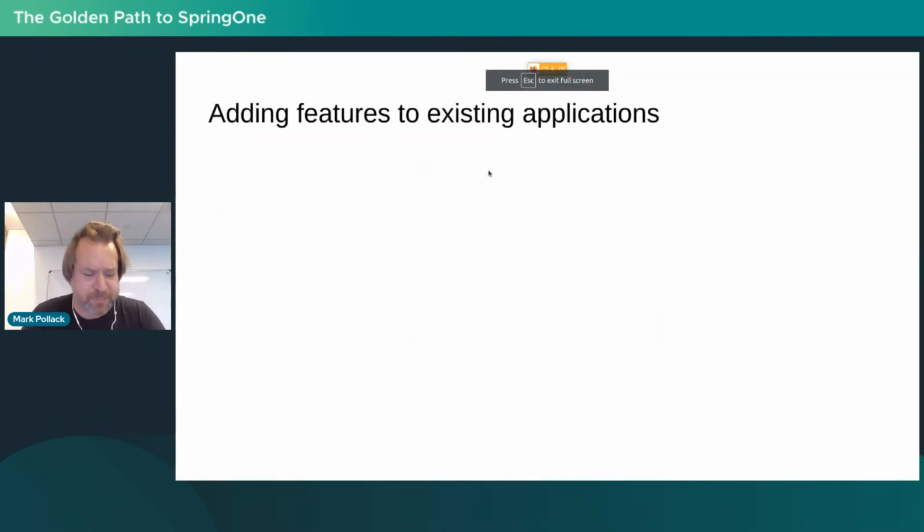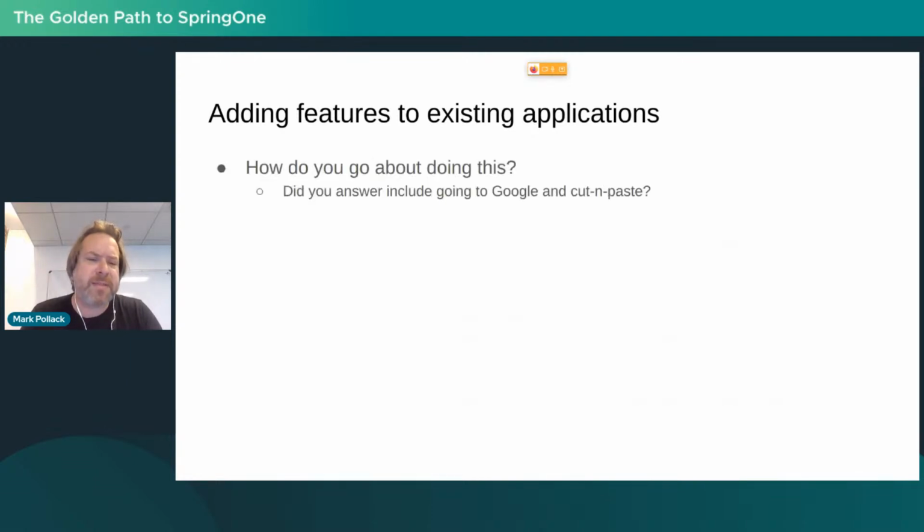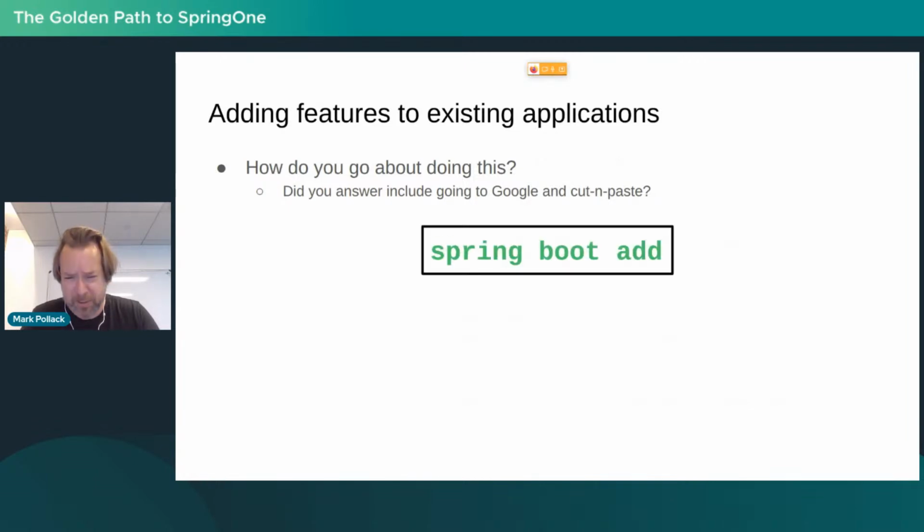So that's the catalogs. And now this is really where I expect the CLI tool to be used extensively. You create a project once, but you add features to existing applications all the time. And the same statement as creating a new application is, think for yourself, how do you go about doing this? I'm sure it involves Google and cut and paste and taking things from different spots that seem appropriate. And the idea is to have more structure and a better way to do that by using a command called spring boot add. And that's what we'll demonstrate next.